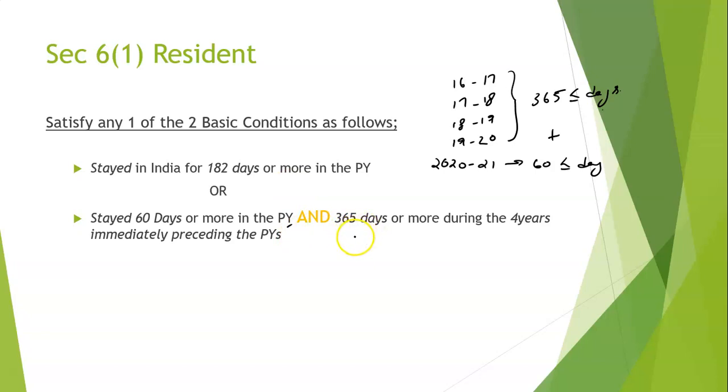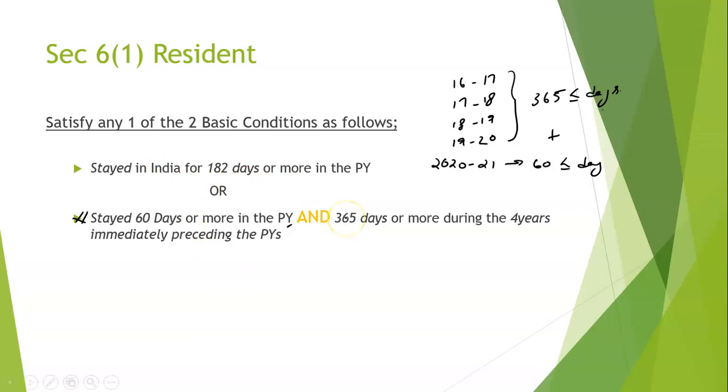Now, for certain categories of SSCs, there is a relaxation. You do not have to check this particular condition, that is 60 plus 365. You just have to check the condition of 182 days. Let's check who those SSCs are.